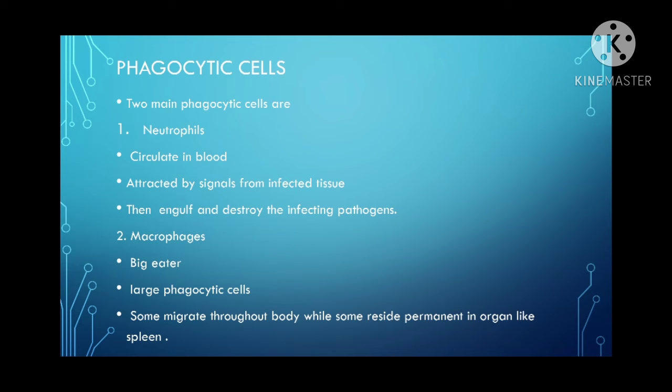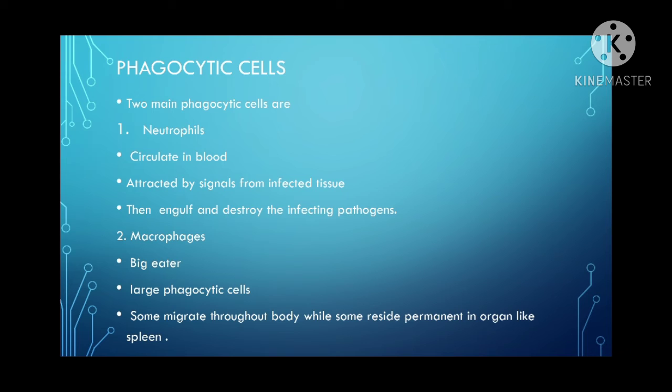Okay, the second type of cell that performs phagocytosis is the macrophage. Macro means bigger and phage means eater. These are known as big eaters. They are large phagocytic cells. Some macrophages migrate throughout the body, while some others reside permanently in organs like the spleen.